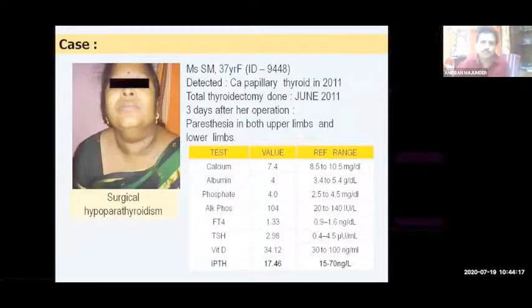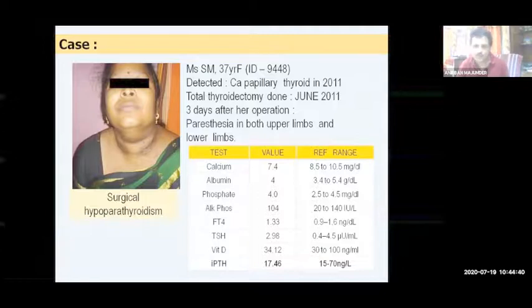Now, this is a patient, a 37-year-old lady, who was detected with papillary carcinoma of thyroid in 2011. She underwent total thyroidectomy in June 2011. Three days after her operation, she developed paresthesia in the upper limbs and lower limbs. This is very common after total thyroid surgery and is very easy to diagnose.